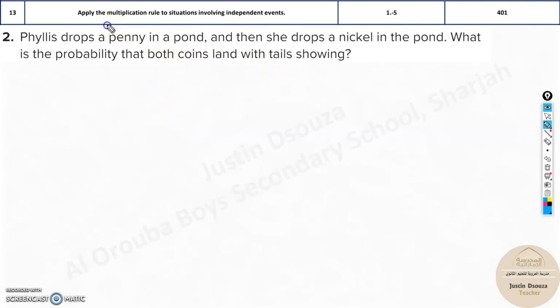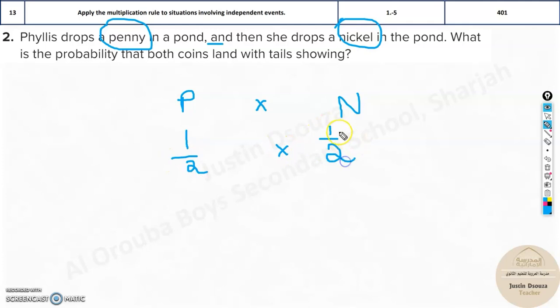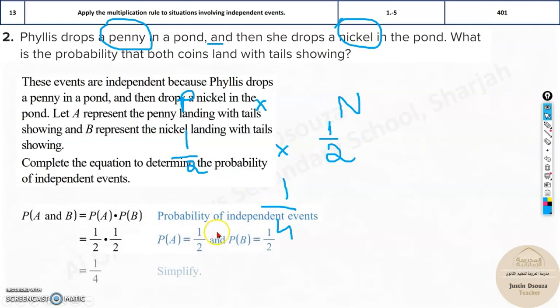two things, penny and nickel. So I write P and N. And always means multiplication. Both of them must land on tails. What is the probability it will be tail? 1 out of 2 multiplied by 1 out of 2, because the probability of head or tail for any coin is half itself, 50% chances. So the answer is 1 by 4. That will be 25%.